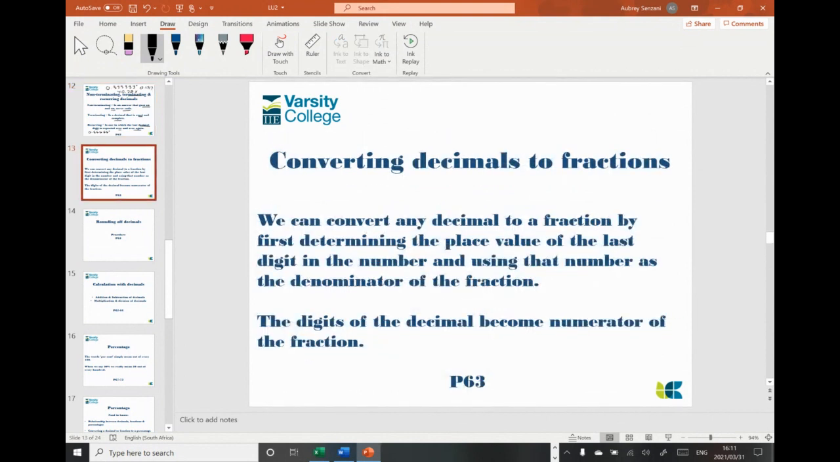Okay, let's move forward. Converting decimals to fractions. We can convert any decimal to a fraction by first determining the place value of the last digit in the number and using that number as the denominator of the fraction. The digits of the decimal become the numerator of the fraction.